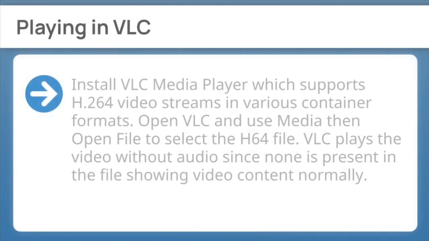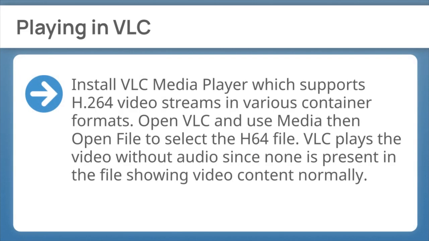First, playing in VLC. Install VLC Media Player, which supports H.264 video streams in various container formats. Open VLC and use Media, then Open File to select the H64 file. VLC plays the video without audio since none is present in the file, showing video content normally.